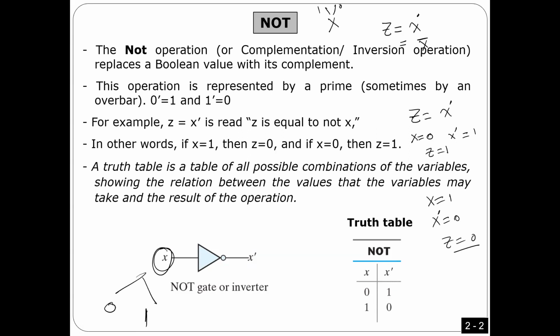But using logic circuits, I'm going to use a logic gate. To implement this operation, we're going to use this logic gate, which is called an inverter. Any questions? And this is the truth table of this one. The truth table should give you the input and the output. This is all the possible cases for the input. Because the input is only one variable, it can be 0 or 1. If the input is 0, the output is 1. If the input is 1, the output is 0. Any questions?